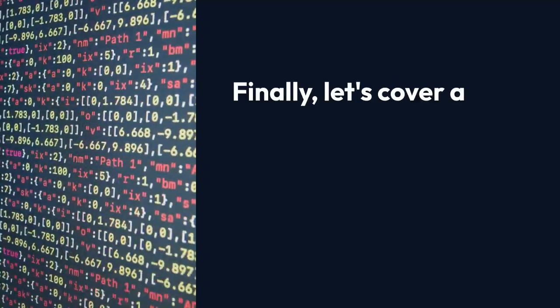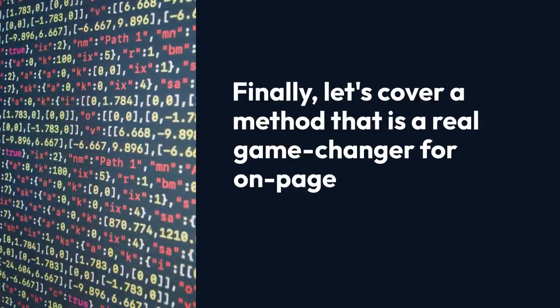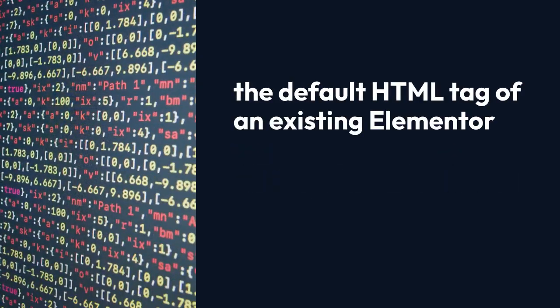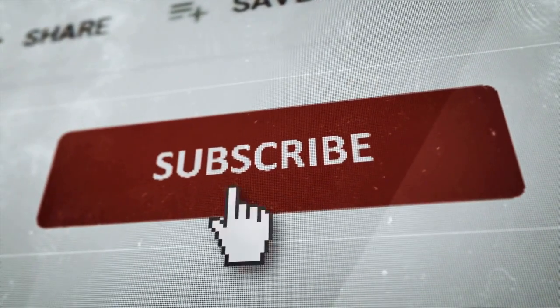Finally, let's cover a method that is a real game changer for on-page SEO: changing the default HTML tag of an existing Elementor widget. Take the heading widget, for example. When you add one, it might default to an H2 tag. But for proper page structure, you might need it to be an H3 or an H4.